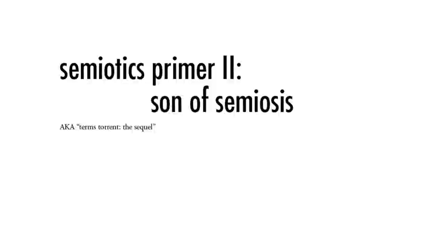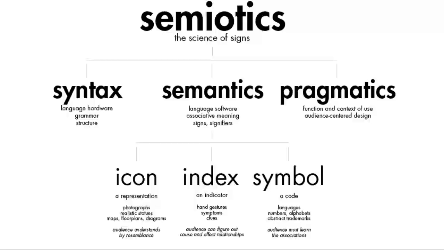The second semiotics lecture is going to build on your knowledge of icons, indexes, and symbols, the fundamental pieces of semiotics that we learned in the first lecture, and introduce a lot of new terms and cover new territory. Here you see a diagram that lays out in a broad way the main branches of semiotics, which is, as we learned previously, the science of signs.